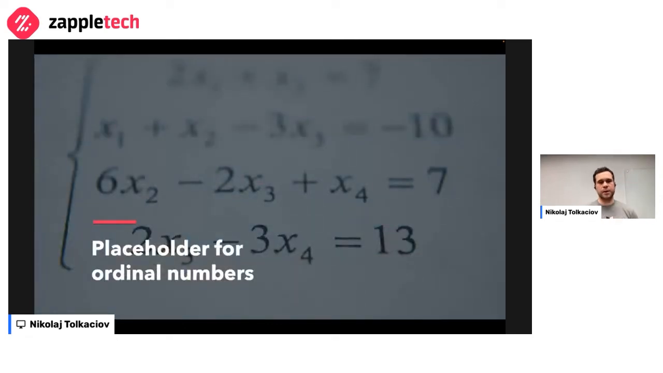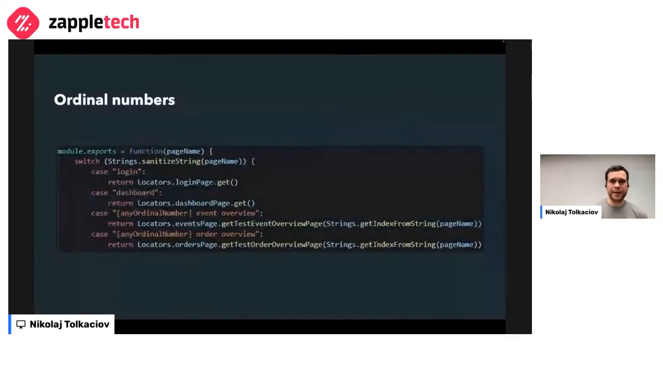Another thing that we did was use a placeholder for all the ordinal numbers. As an example, we ended up using a lot of test data. So it was like the first test event. We knew that the first one was, for example, canceled. In the second event, it was empty, and the third one had some items in it.